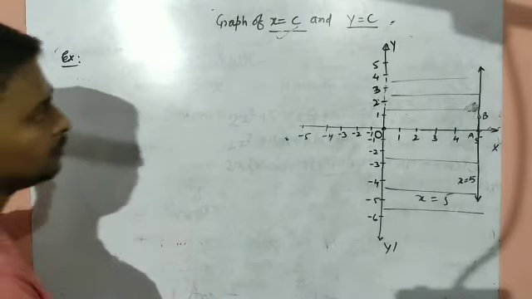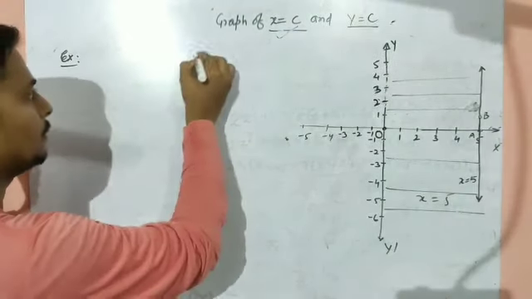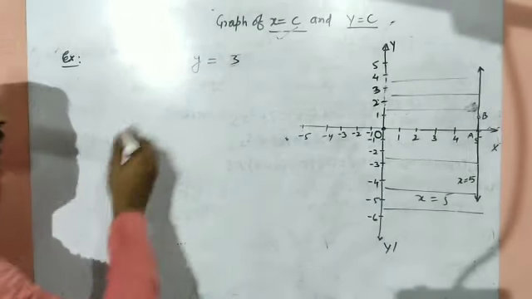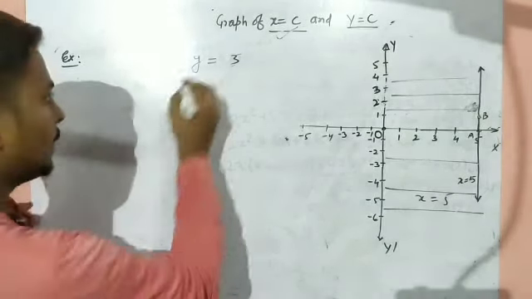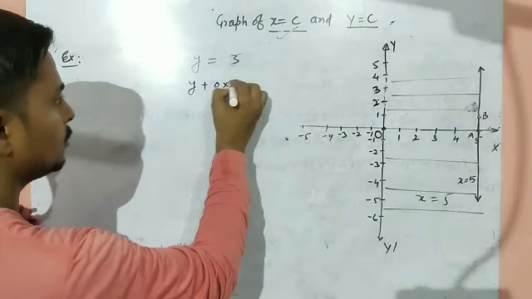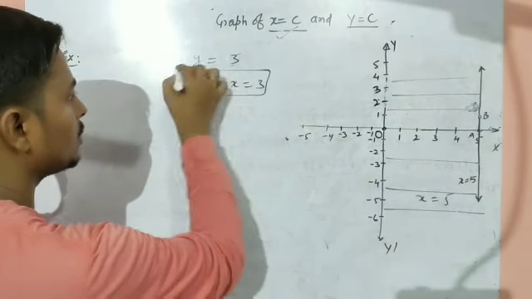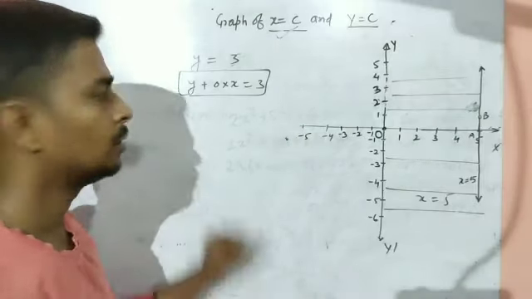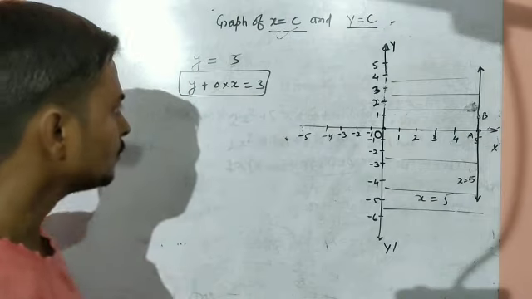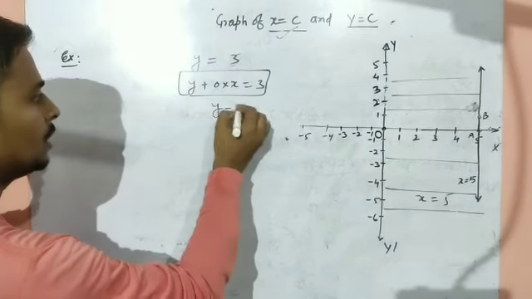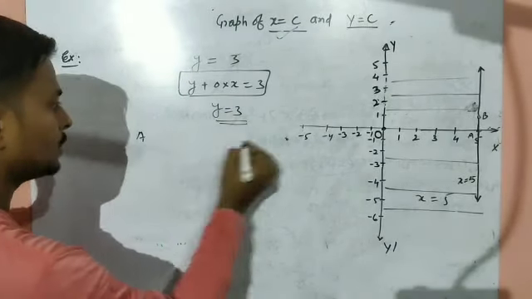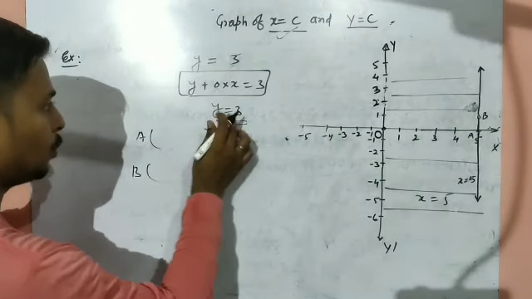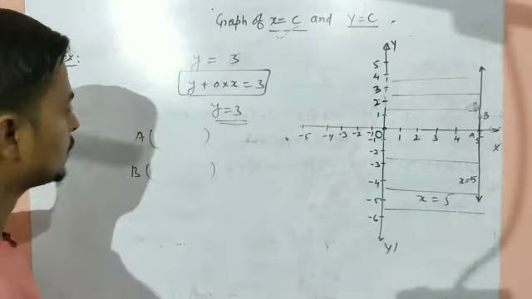Now y is equal to a constant. I am taking only one example. Suppose y is equal to 3. Y is equal to 3 means again the same thing: y plus 0 into x is equal to 3. It is a linear equation in two variables where the coefficient of x is 0. To draw it, suppose the points are A and B. What are the coordinates? Y is fixed here.